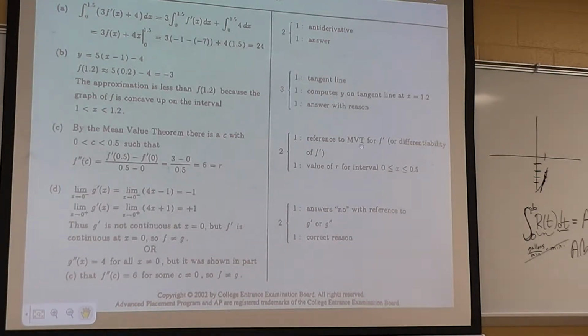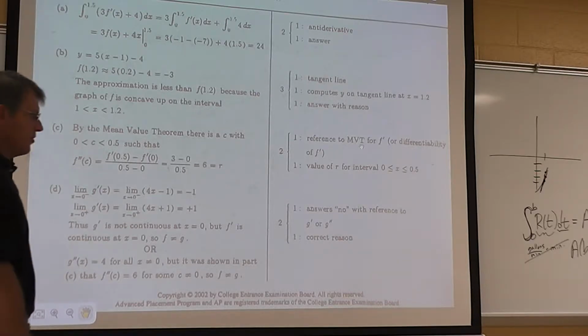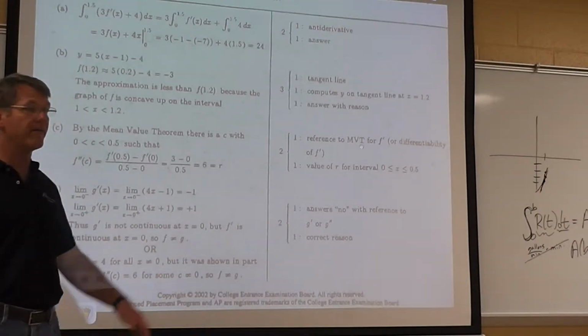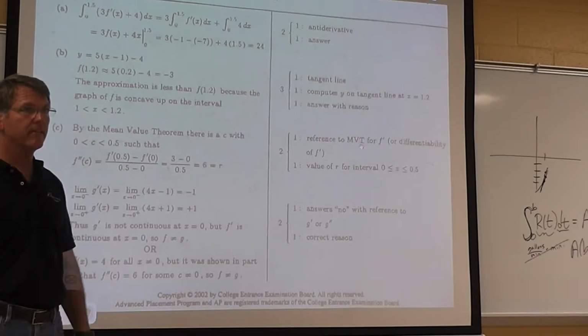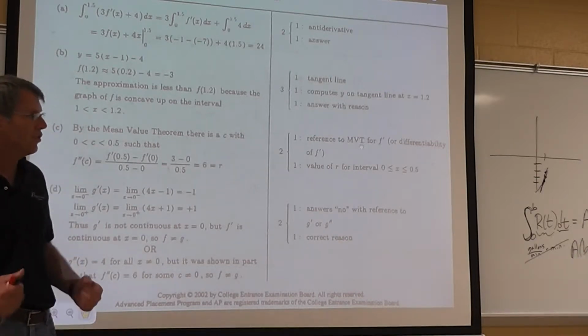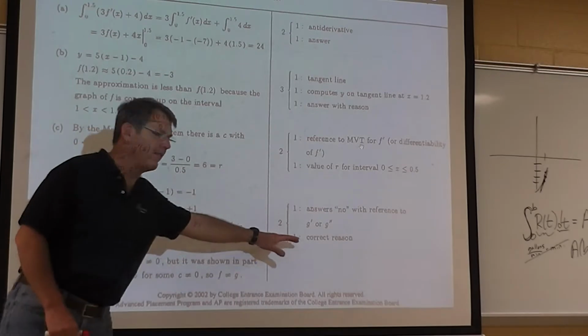And D, okay, answers of no with reference to G prime or G double prime. So you had to say it was no, and then you had to give some sort of justification, and your justification had to be right. You may have made an invalid argument, but if you incorporated G prime and G double prime in there, you might have gotten that first point. And if your valid argument wasn't solid, you might not have gotten the second point.